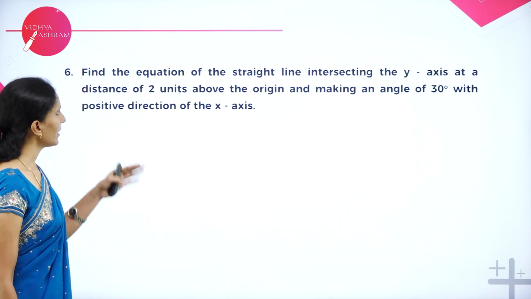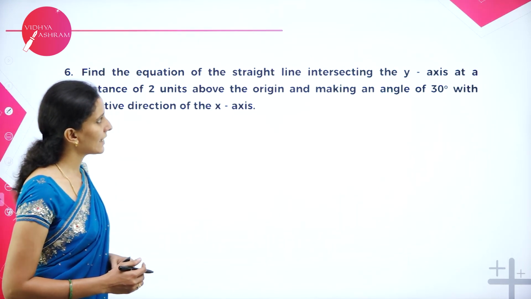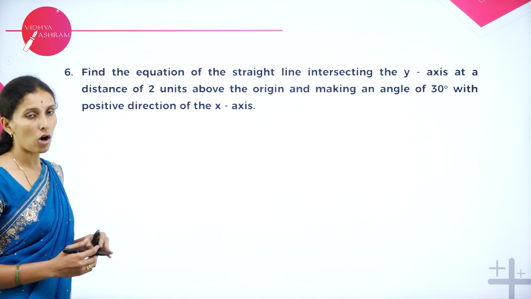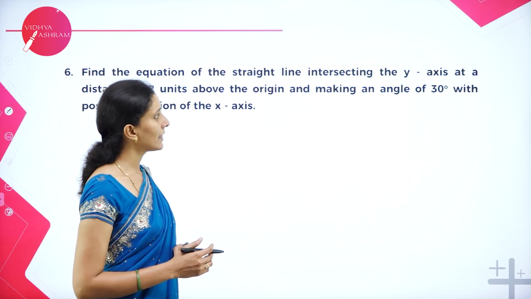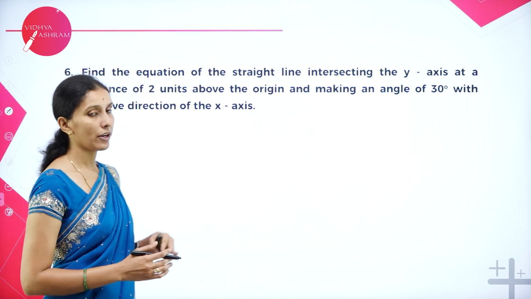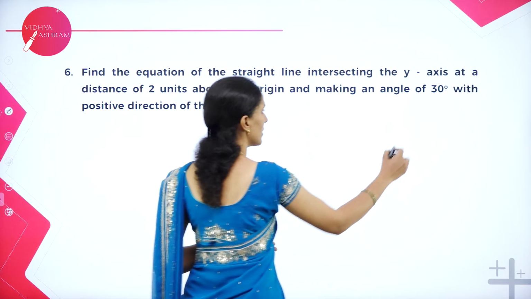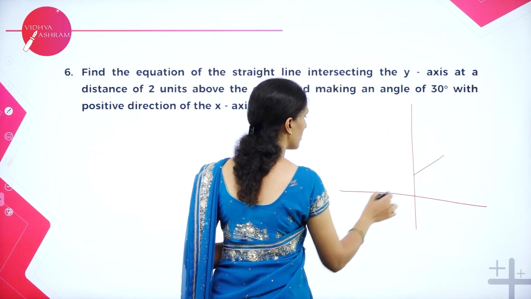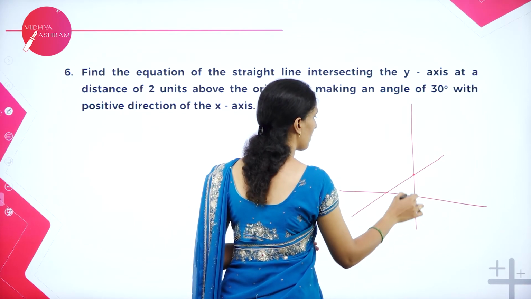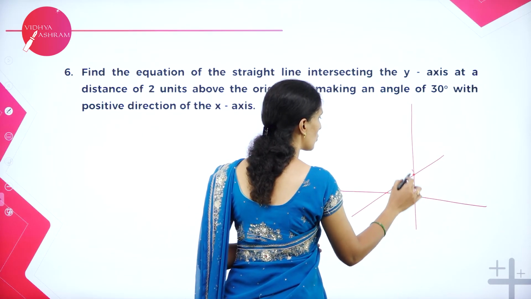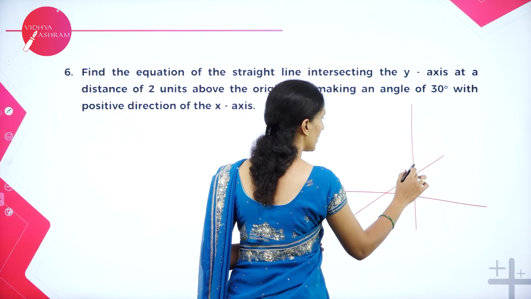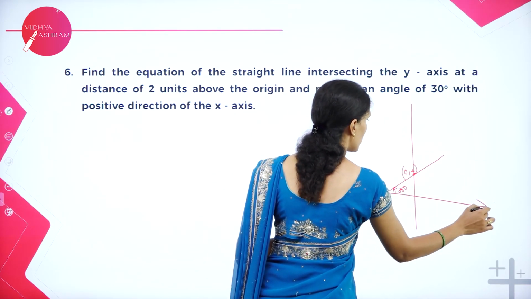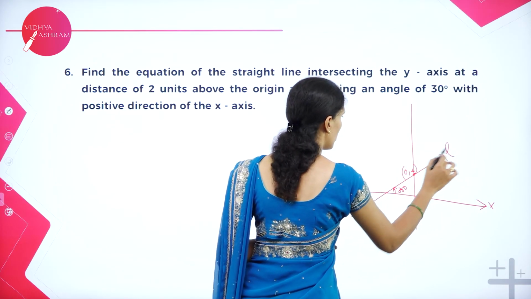Next, here we have: find the equation of a straight line intersecting the y-axis at a distance of 2 units above the origin and making an angle theta with the positive direction of the x-axis. That means, here is the line we have. It is intersecting the y-axis at distance 2, so the coordinate of this point is (0, 2), and it is making an angle theta degree with the positive direction of the x-axis. So this is the line.